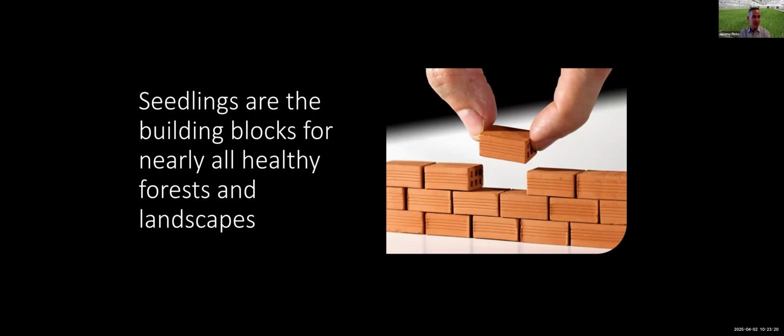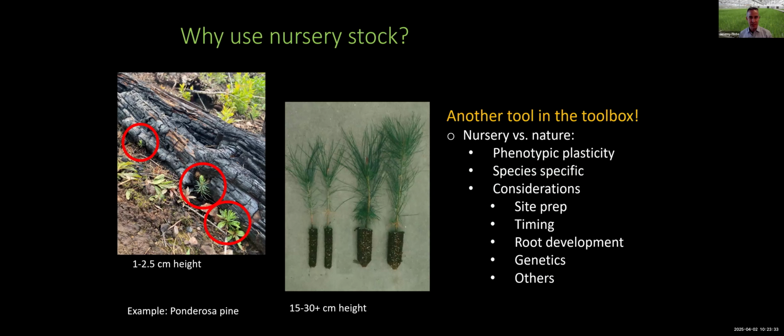Seedlings are the building blocks for nearly all healthy forests and landscapes. Even if the building blocks are tiny like that, eventually they become big ones and the foundation for what we're looking for in our goals and in our applications. And by seedlings, I don't always just refer to nursery produced seedlings, but also to naturally produced seedlings, because sometimes target plants are the ones that you want nature to produce, or you maybe want seed to produce all on their own. But for the sake of this presentation, it's solely based on nursery stock and how we use nursery stock as a tool in the toolbox for our reforestation objectives.